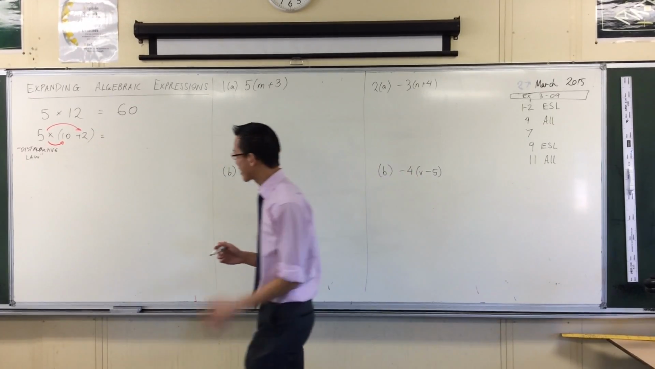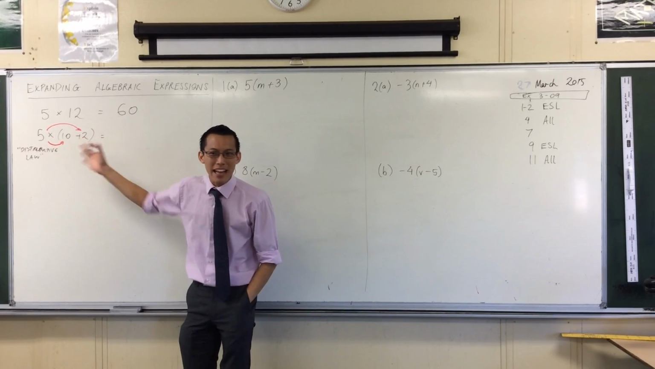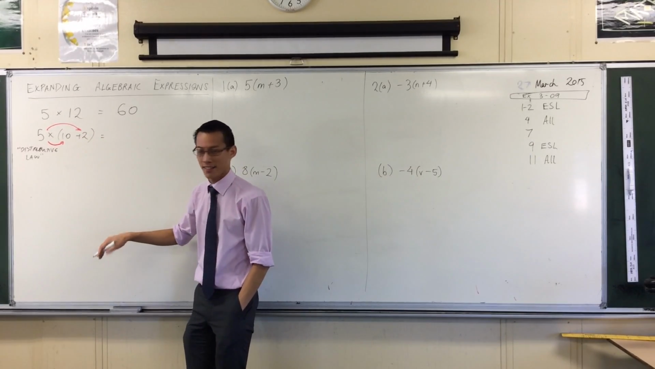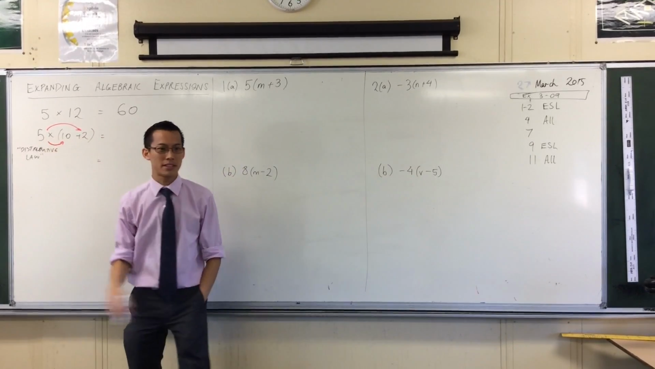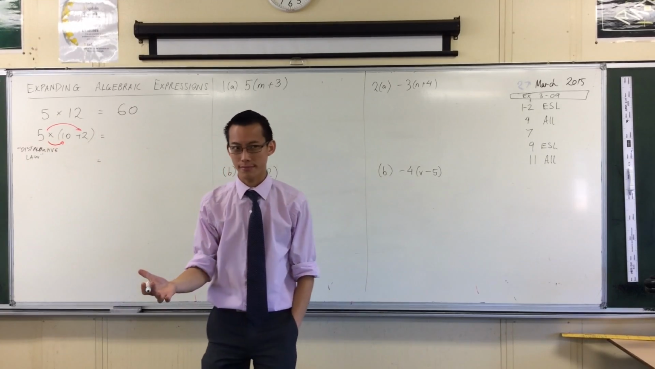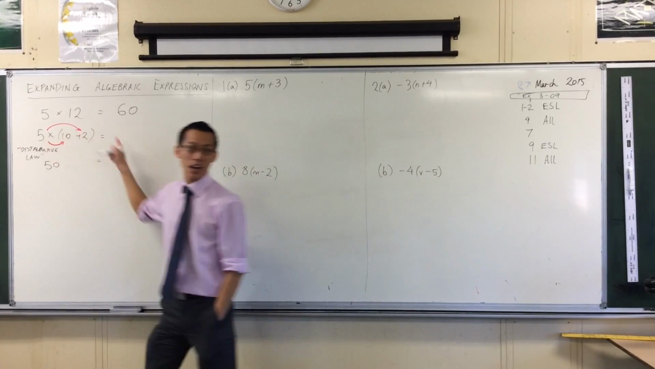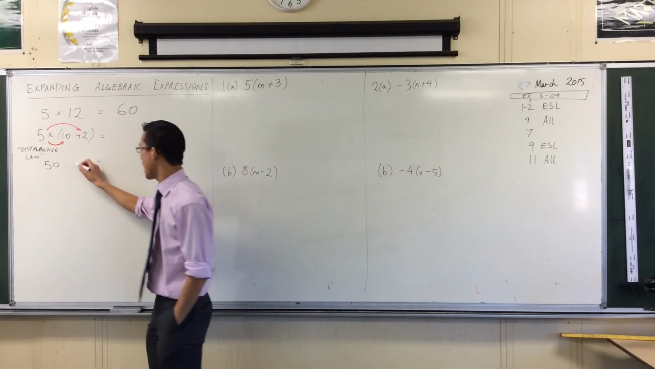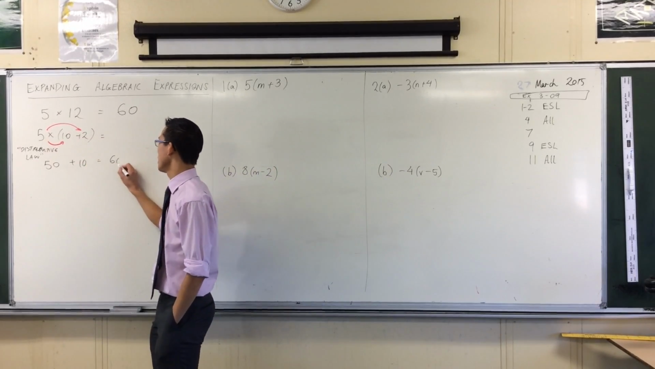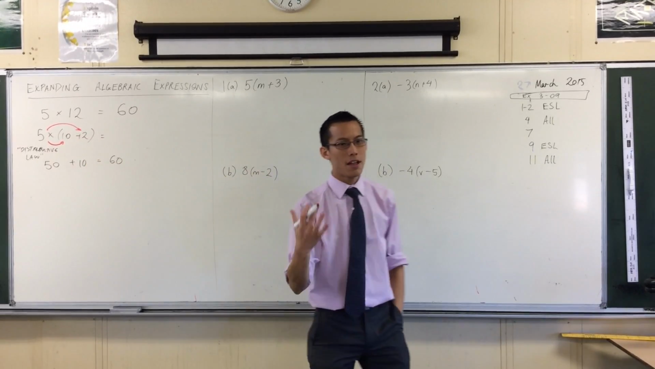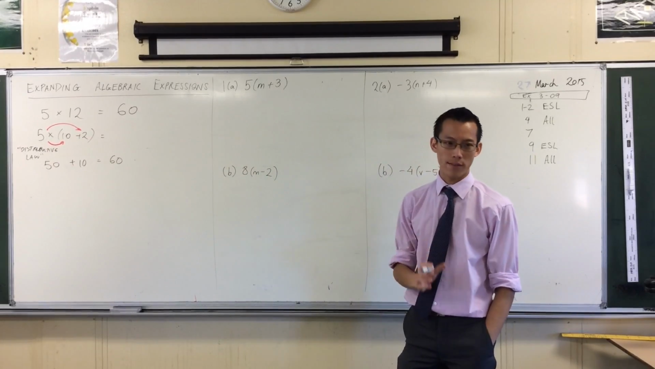How would that look on the next line? Okay. Well, 5 times 10, of course, is 50. And 5 times 2 is 10, which is, as you expected, it's still 60. It's still the same thing. It's just another way of looking at it.